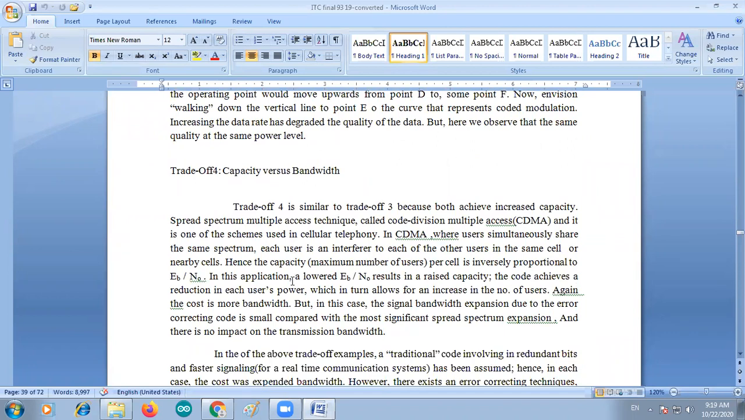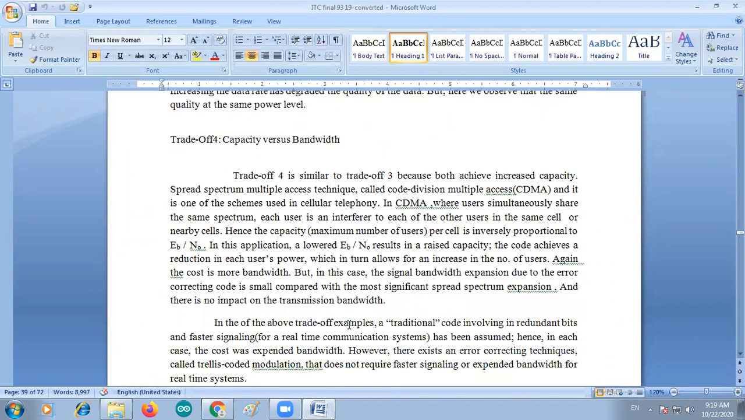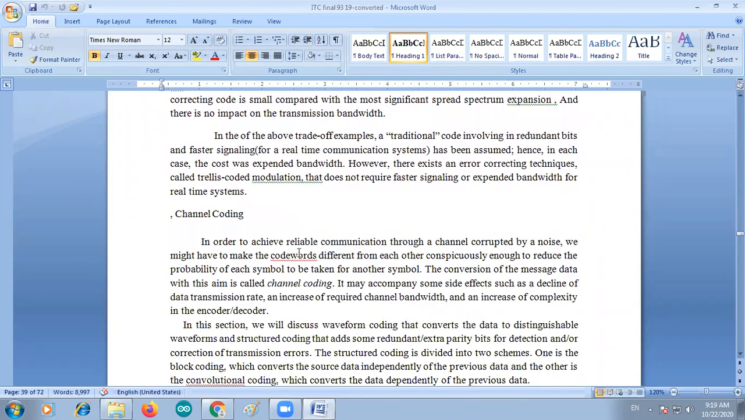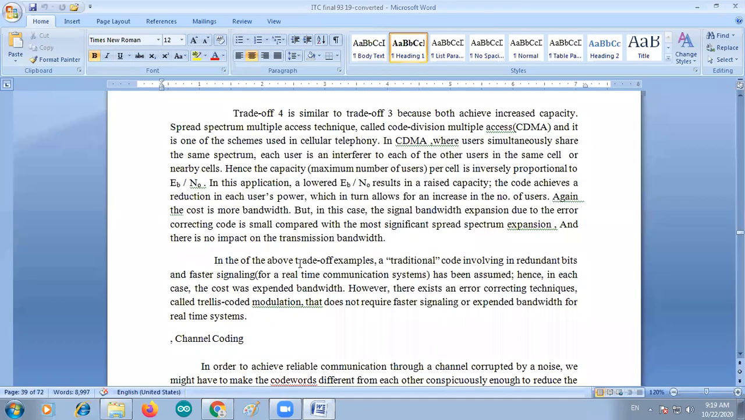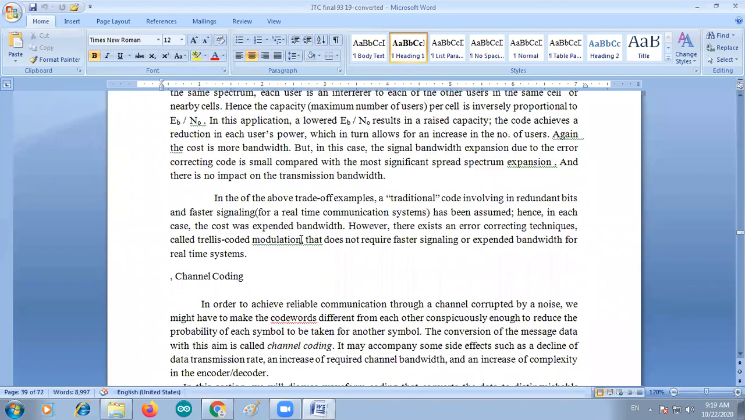When that increases, capacity increases. And also, when used in CDMA, code division multiple access techniques, we can adapt more users to the system. That is for cellular mobile communications only, because the capacity is going to increase.